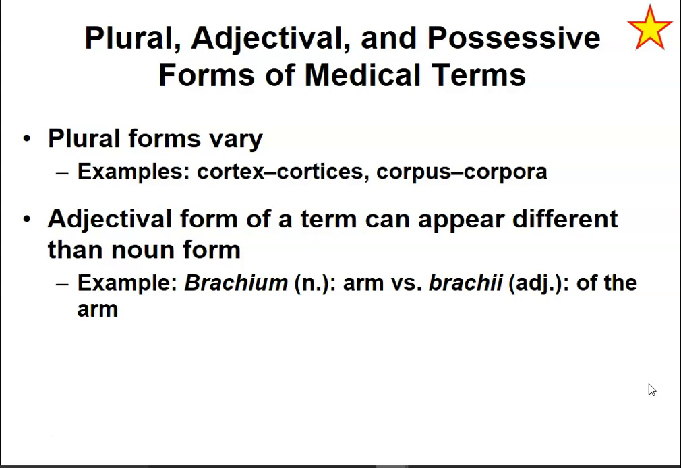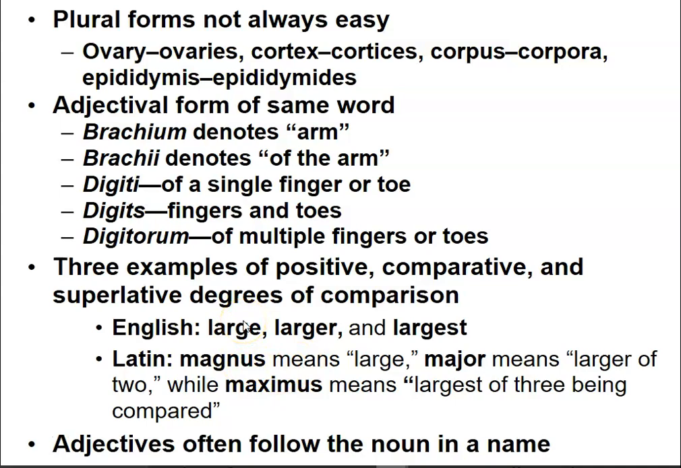There are many differences in anatomical terminology and regular English words. For example, the plural form will vary from word to word, and the adjective form of a term can appear different than the noun form. In English, large means magnus in Latin. So when we describe larger or largest, we just need to add er or est in English. But in Latin, we use magnus, major, maximum. So you can see they're very different from normal English.